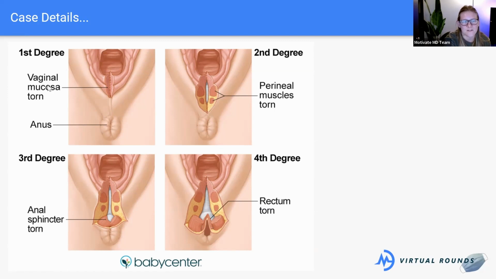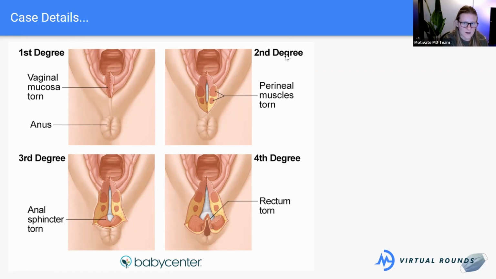So a 1st-degree laceration is just going to go through that first top skin layer only. It's just the vaginal mucosa. This is the most mild form of tear, and sometimes you don't even need to suture it. If it's really mild, it can even just look like a little scrape or an abrasion and you can just leave it alone.